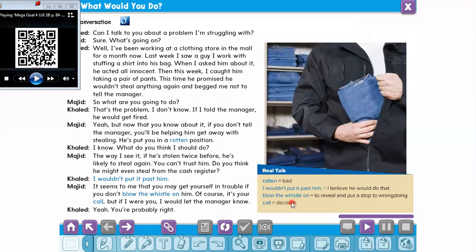Yes, Mr. What does it mean, blow the whistle on? I want you to read the definition or the meaning he gave in English at first. To reveal and put a stop to wrongdoing. So what does it mean?